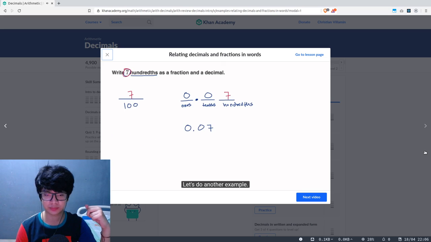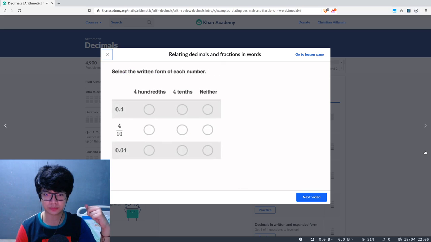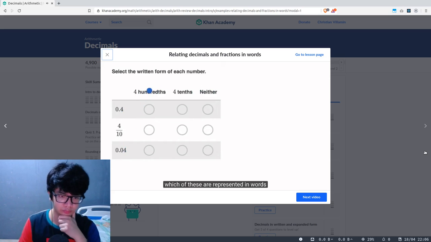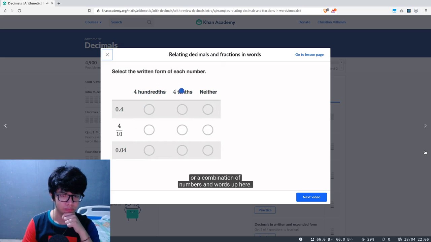Let's do another example. Here we're told select the written form of each number. On the left, right over here, you have different representations. Here we have things written as a decimal, a fraction, another decimal. And then we want to say which of these are represented in words or a combination of numbers and words up here. So pause this video and have a go at this as well.